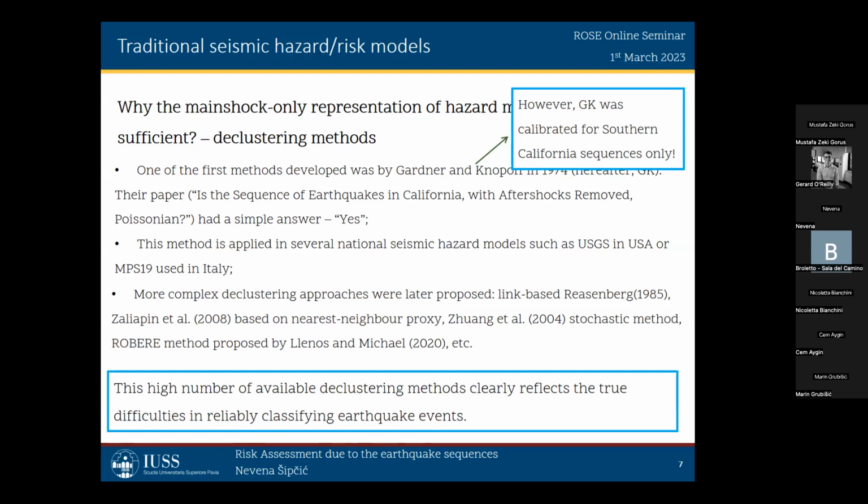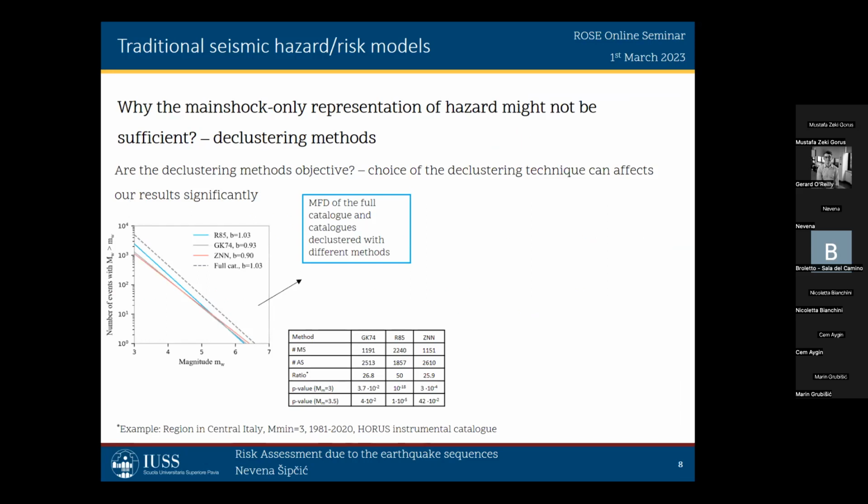This is because events do not come in nature with labels mainshock, aftershock, foreshock. This is something that we decided to do for simplicity. So basically there's no right way to select the declustering method. As an example, we did a small study where we used the region in Central Italy and the instrumental catalog HORUS, which is a homogenized catalog. And we declustered this catalog in different ways using three different methods, Reasenberg, Gardner and Knopoff, and Zaliapin.